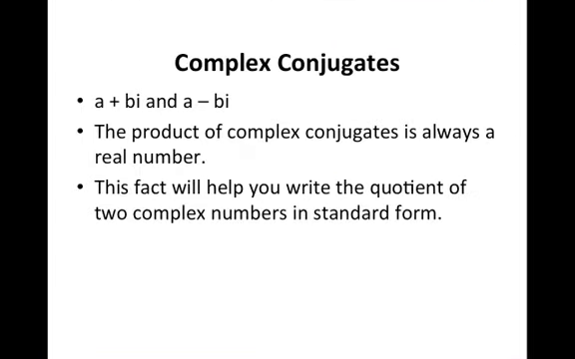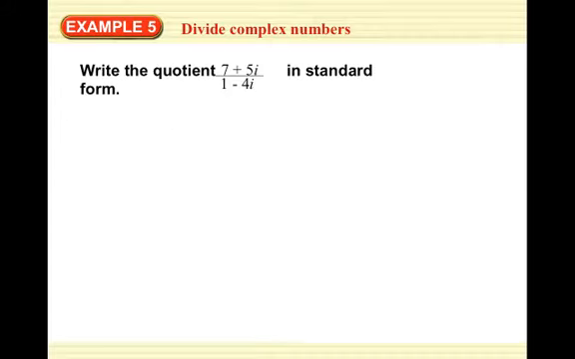Okay. Complex conjugates. a plus bi and a minus bi are complex conjugates, and the product of complex conjugates is always a real number. This fact will help you write the quotient of two complex numbers in standard form, because we do not want to leave an imaginary number in the denominator. We really don't. We want to write the whole thing in a plus bi form.